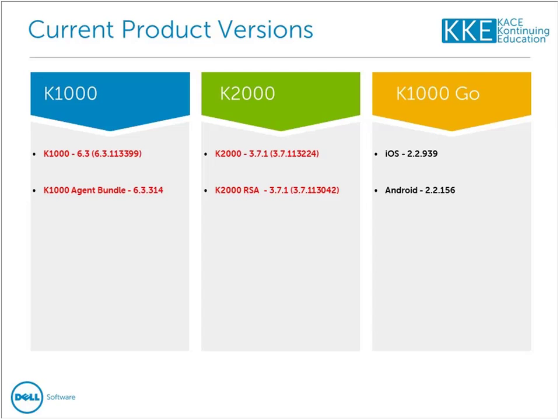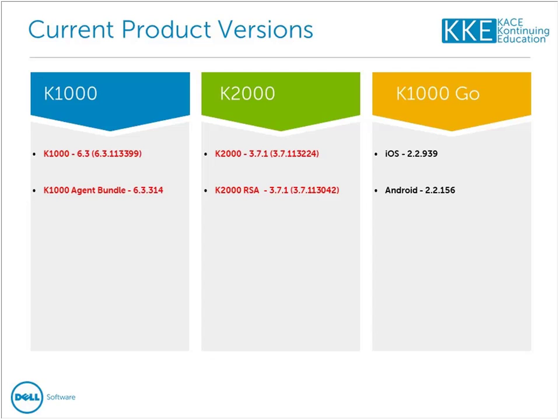And then we also have the K1000 agent bundle with an applied hotfix as well. We have the K2000, which we have service. We had 3.7 Service Pack 1, which did release not too long ago. But we also do have a hotfix on top of that, and that will be important. We'll be talking about that next week.